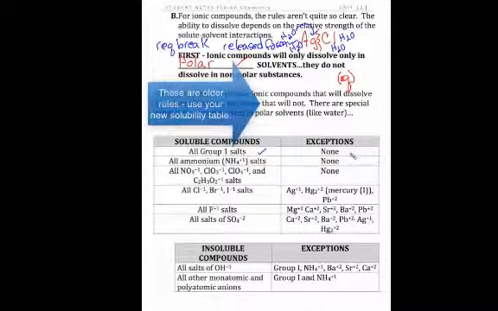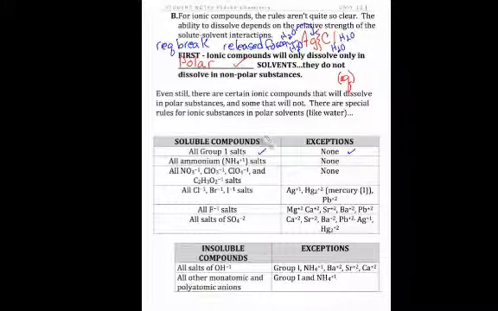All group 1 salts are soluble, and there are no exceptions. These are all going to be aqueous without exception. Okay? All nitrates are soluble without exception. All perchlorates are soluble without exception. All chlorides, bromides, and iodides are soluble, would be aqueous, except silver, lead 2, and mercury 1. Those would be solids. They would form a precipitate. We'll see that word again in a minute. I'm going to go ahead and include it here.